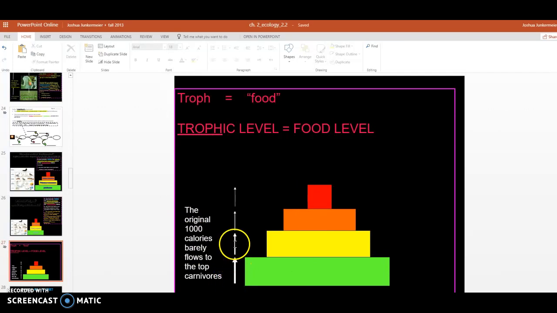So these are calorie arrows showing that the 1,000 calories at the bottom autotroph level barely flow to the top level here. Remember, this is producers or autotrophs, things that use sunlight for food. This is primary consumers or herbivores. This is secondary consumers or carnivores. And this is top level consumers, the tertiary consumers. And energy flow barely flows to the top, and that's why each square is smaller, because there are fewer calories available at each level because of energy transfer.